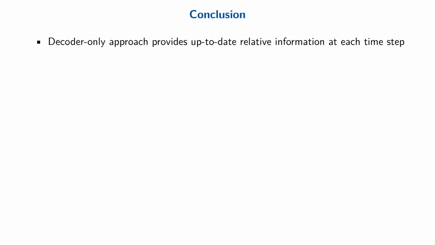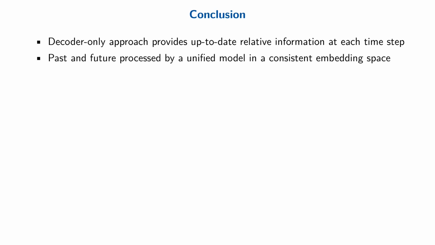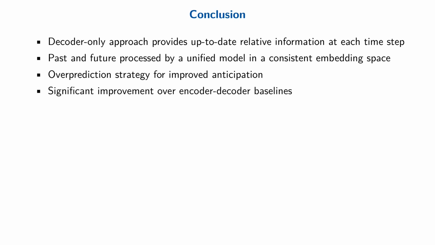To conclude, Donut's decoder-only approach provides up-to-date relative information at each time step. It processes past and future by a unified model in a consistent embedding space. The overprediction strategy improves anticipation in each decoding step, and we achieve significant improvement over the encoder-decoder baseline and state-of-the-art results on Argoverse 2.